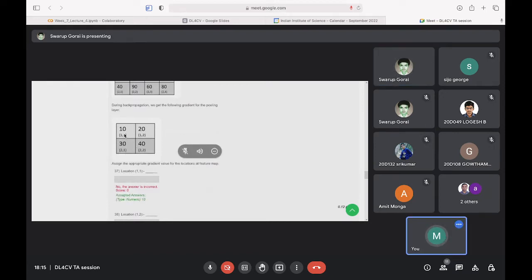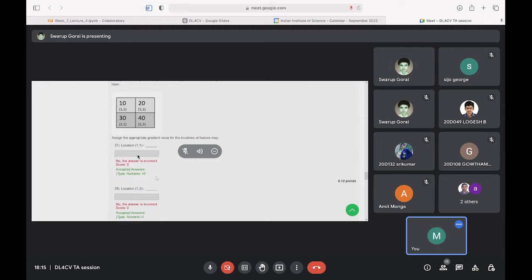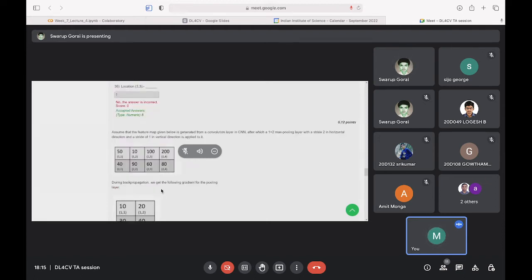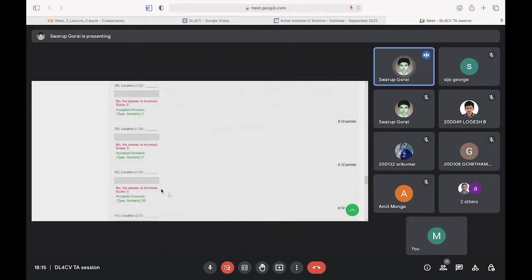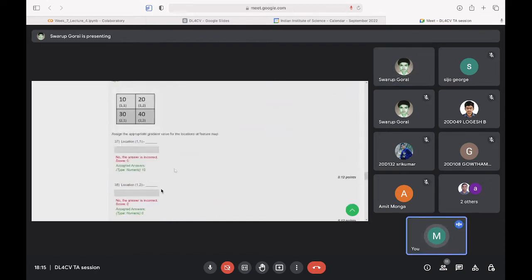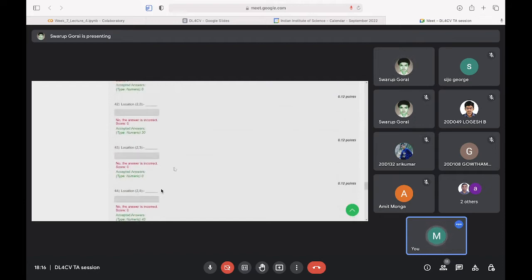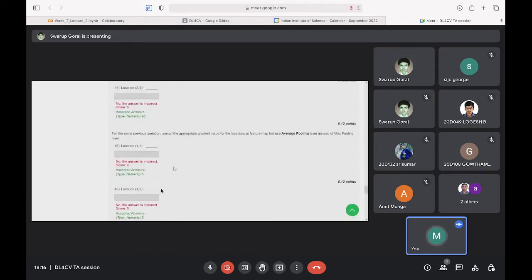The location of 50 gets 10, because 10 is going to 50. The location of 10 gets 0, because it was not picked earlier, so no gradient passes. 100 also gets 0. 200 gets 20, and so on. So the locations have to be remembered in the max pool forward pass. Gradients propagate only through those locations, and the others are 0 because they didn't go through the forward pass, so they do not contribute to loss in the backward direction.